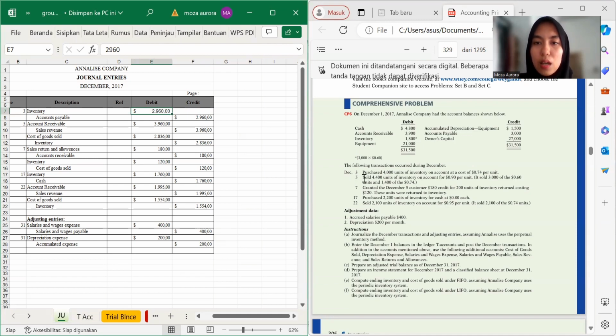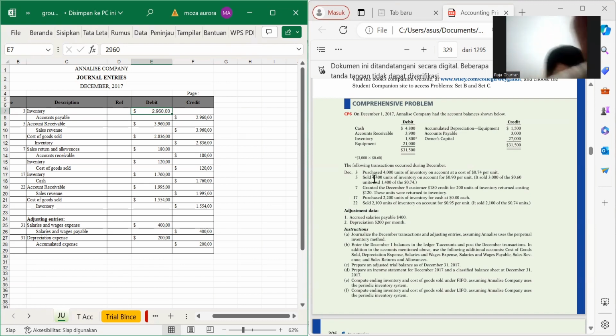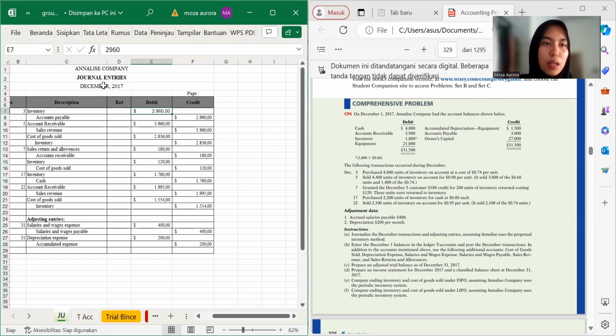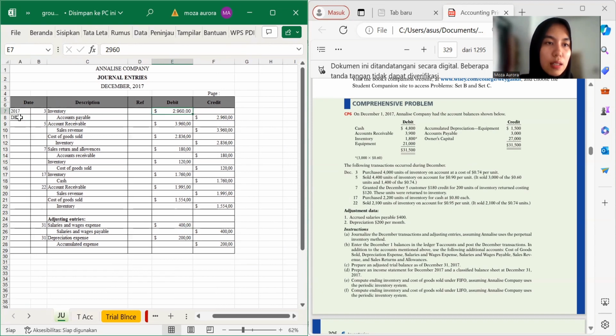On December 5th, Analyzed Company sold 4,400 units of inventory on account for $0.90 per unit. It sold 3,000 of the 60 cent units and 1,400 of the $0.75 units. Okay, on this transaction, we will write the journal entries on the date of 5 December.